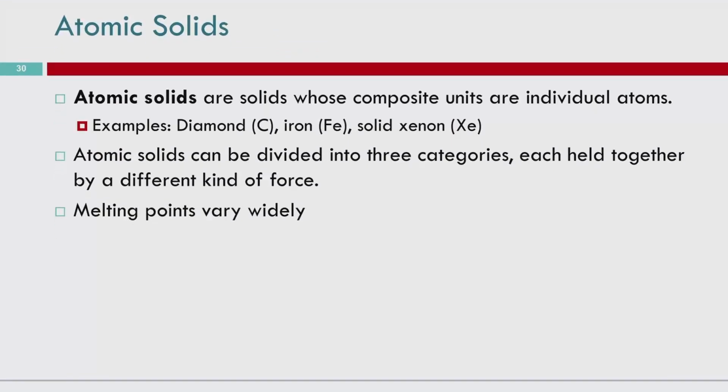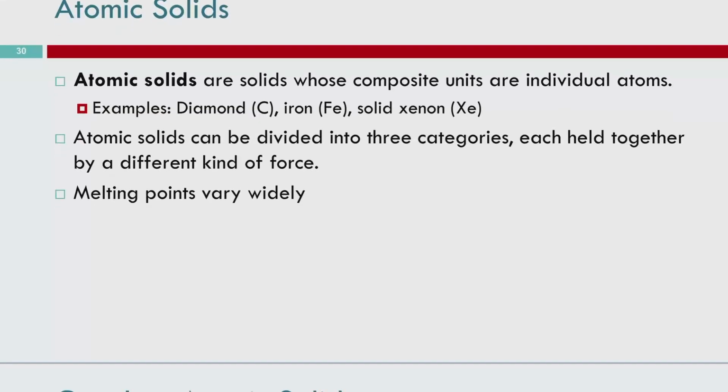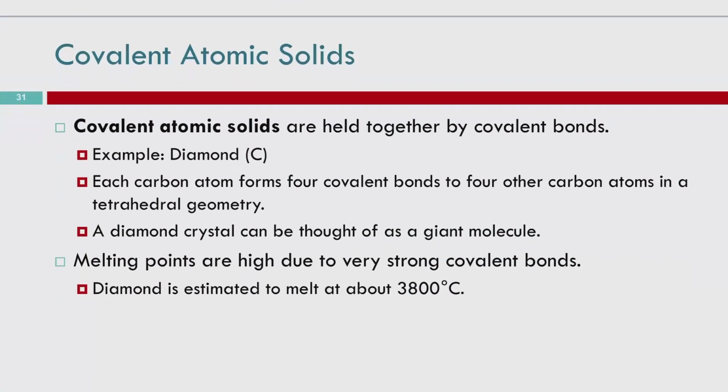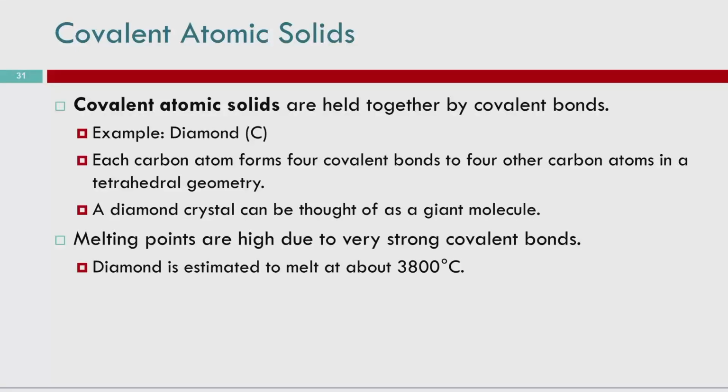And then we have atomic solids. And atomic solids have their smallest unit made up of individual atoms. So things like diamond, iron, solid xenon, other such things where it's just one of that thing. And we can actually divide these into 3 categories, and their melting points vary quite widely. So our first type of atomic solid is covalent atomic solids. These are held together by covalent bonds where they're sharing their valence electrons.